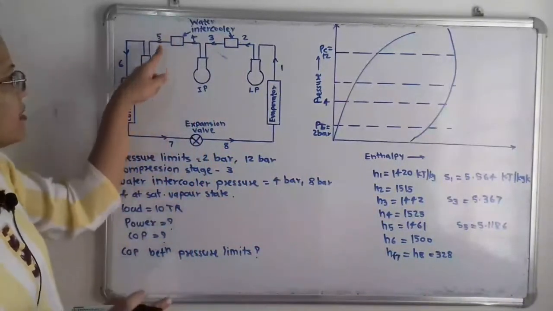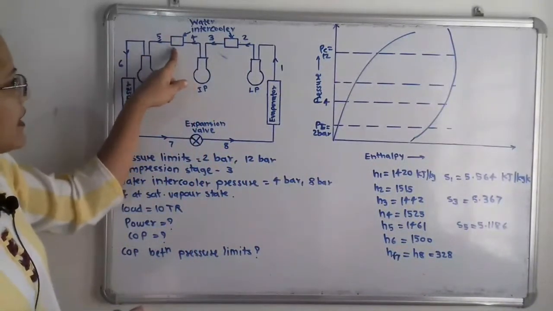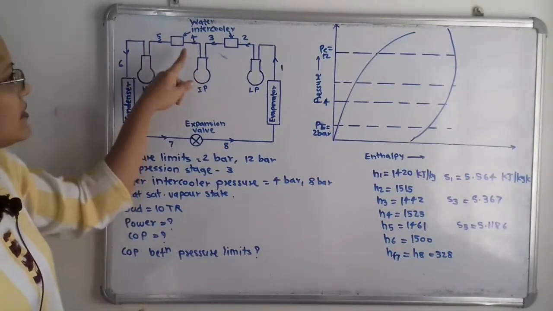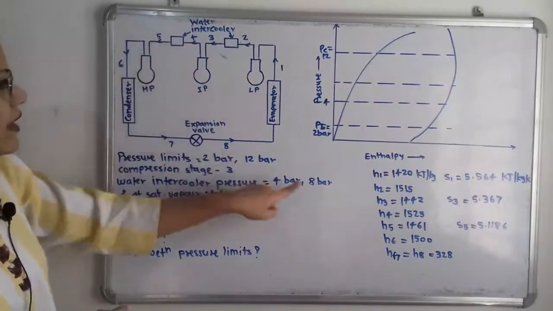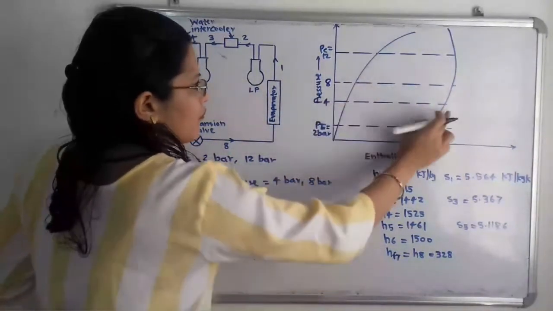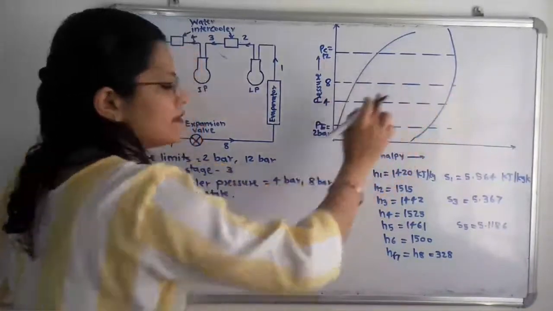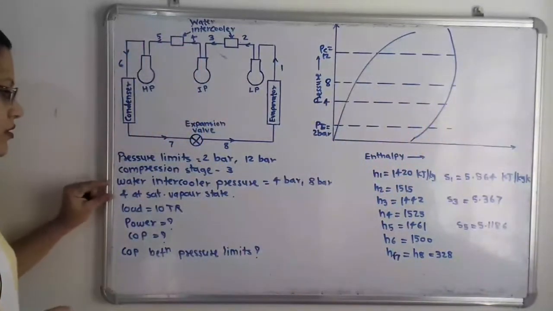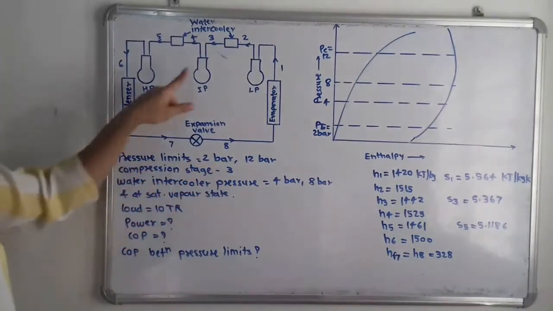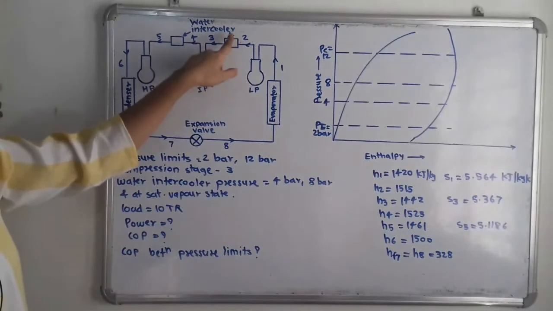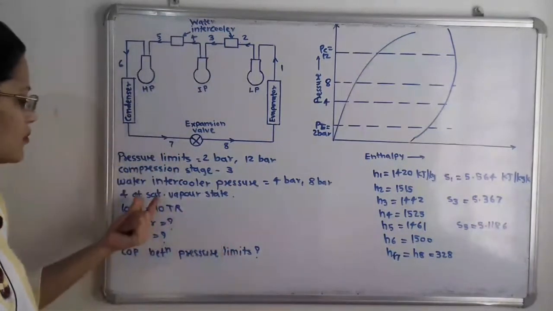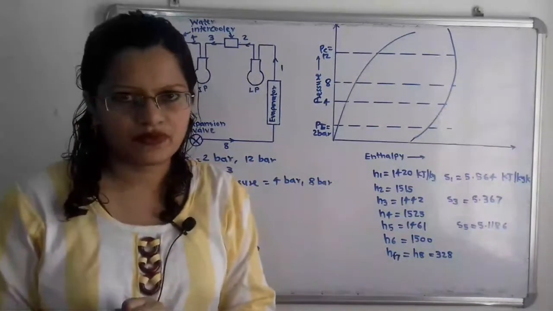And then the next water intercooler is at 8 bar. So here is the process 4 to 5. So we can say that P4 is equal to P5, which is equal to 8 bar. So we again have to select the 4 bar pressure line and 8 bar pressure line. Now it is given that when the refrigerant is cooled in the water intercooler, the refrigerant reaches the saturated vapor state.